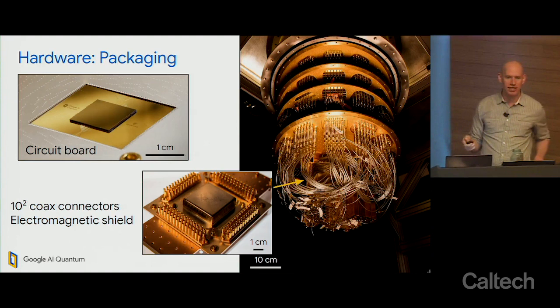So this is the package, and we bolt this onto the fridge. It's a bit unclear in the photograph, but if you look carefully, you can see a package that looks just like that on the bottom of that fridge with a bunch of cables sticking out of it. So once we have something set up like this, we're basically in business. We have all our hardware set up.